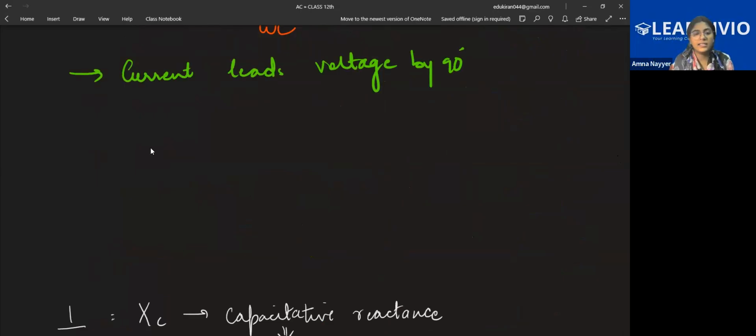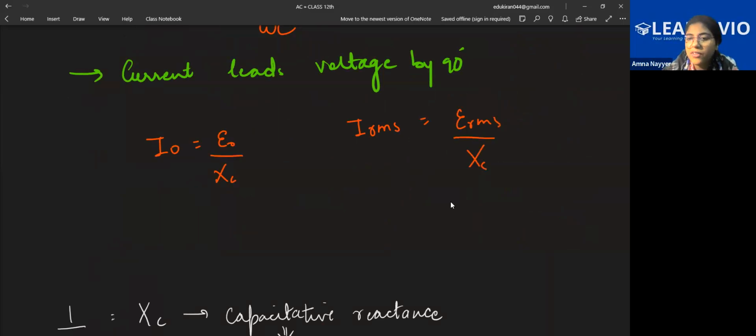And this is again important. Now you can write your equation I naught as E naught by XC, or if needed, you can write I RMS is equal to E RMS by XC, like this. What is the full form of RMS, Zara? Root mean square. Oh, root mean square.